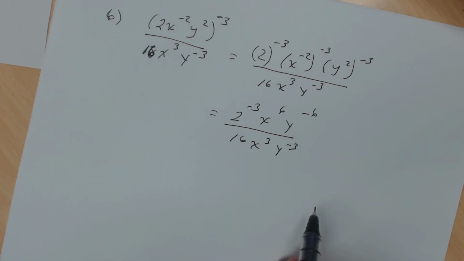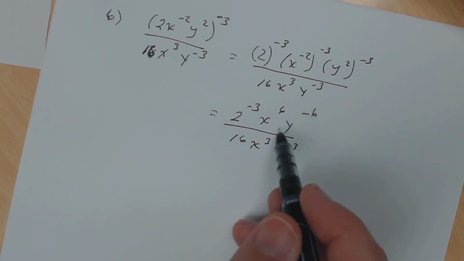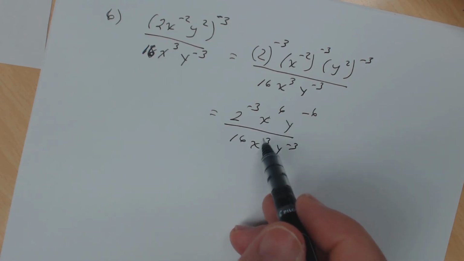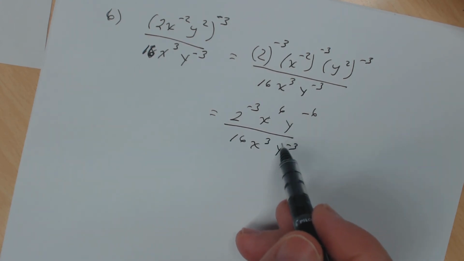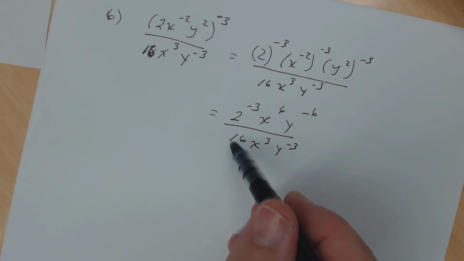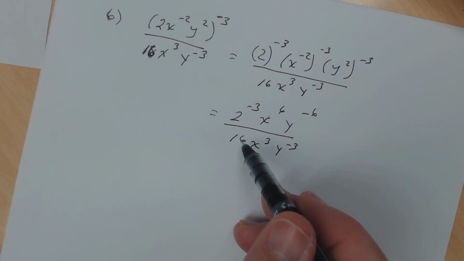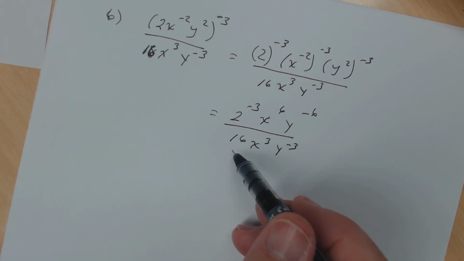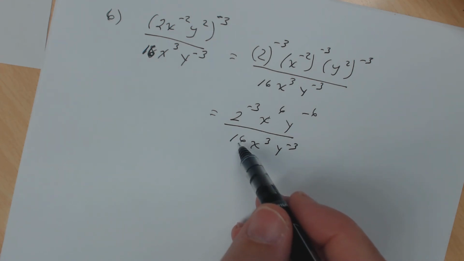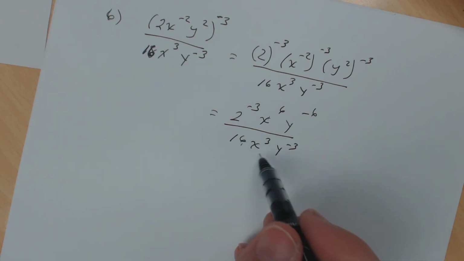Alright, now, you see this 16? There are a couple ways you can deal with this. First of all, let's think of the x's. So here with the x's and the y's, I can use the quotient rule. And here, I can also use the quotient rule because 16 is 2 to the 4th power. So I can do that if I wanted to. All right, well, let's just go ahead and leave it like that for right now.